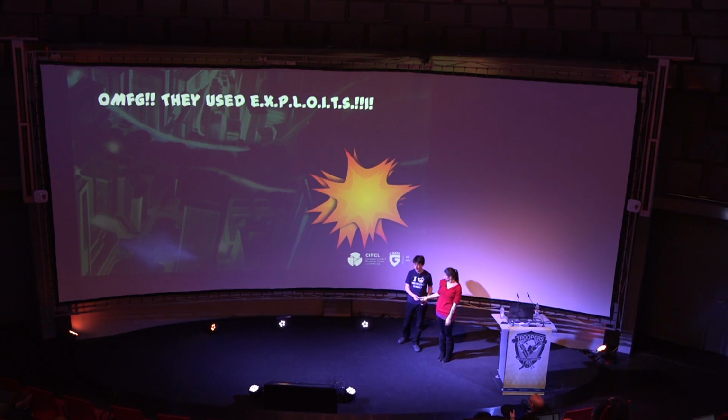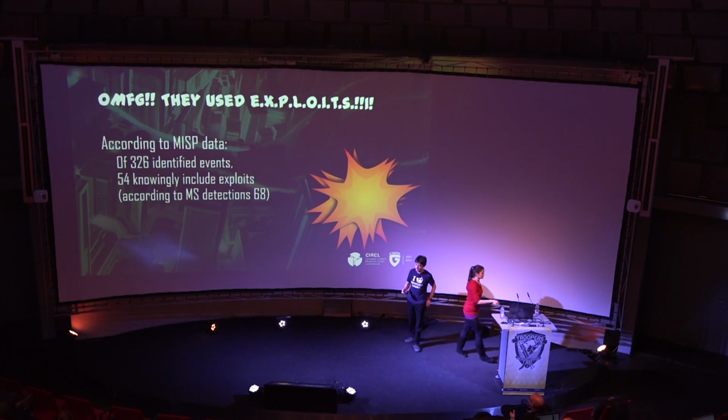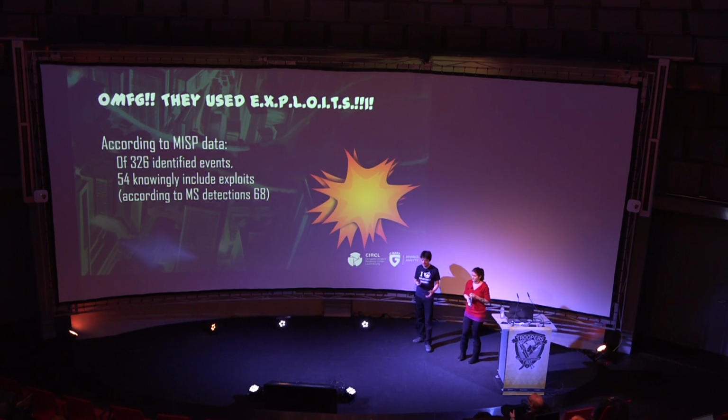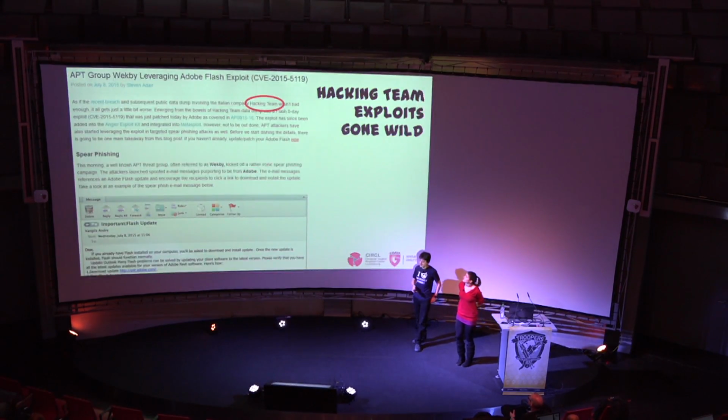So yeah, they used exploits. They definitely used some exploits. Well, that happens, but it's not the most common thing. In MISP, we can see that of the over 300 events of the reduced dataset, only between 50 and 68, like the MS detections, found a few more exploits. So it's not the most common thing. It's going to be used sometimes, but not that often in APTs.